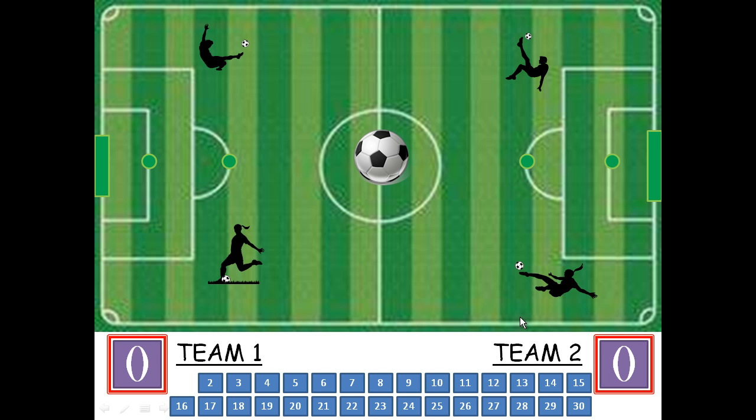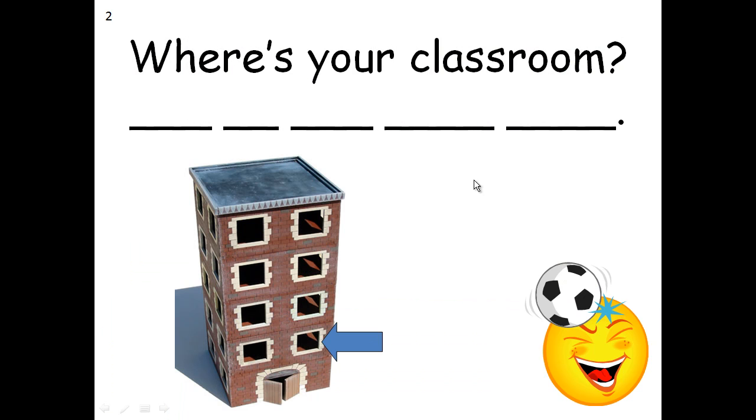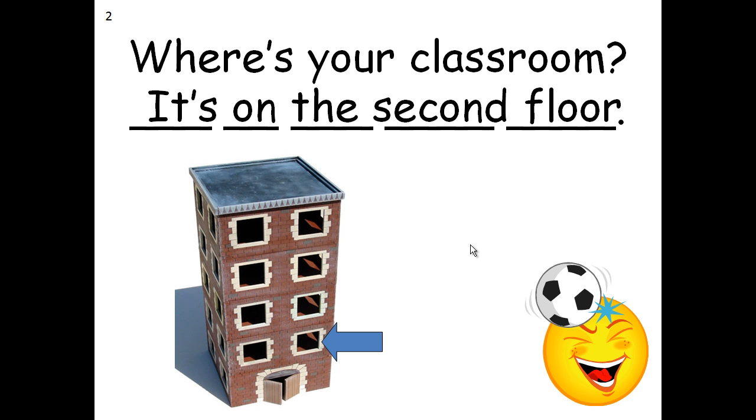So let's say Team 2 got it correct. The ball will then be moved to here. So the ball moves down the field to the left or to the right, opposite of whatever team got the question correct. So we'll go to question 2. Where is your classroom? So the students have to write on the board correctly. It's on the second floor. This is the first floor, second floor.